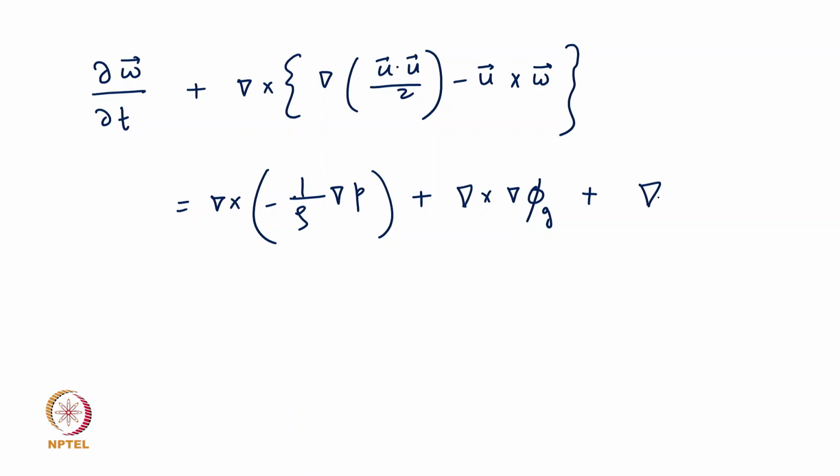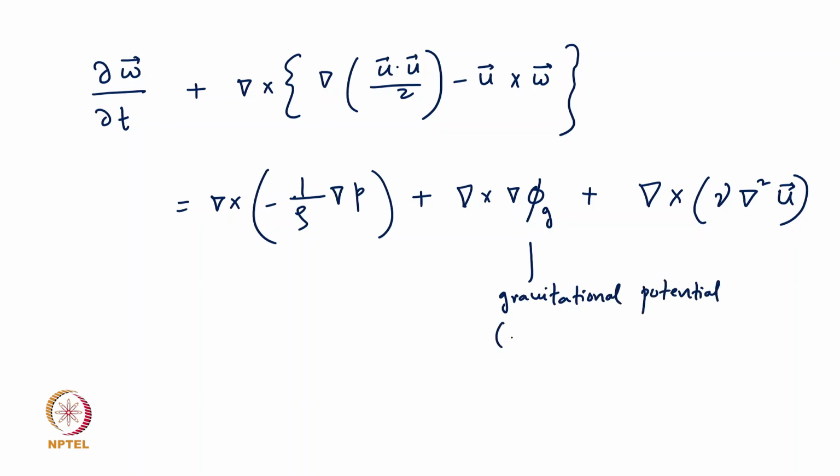So this is phi. I'm just writing phi as the gravitational potential here. This symbol can also be used for other purposes, but for this derivation, I'm using it as a gravitational potential. And the last term is this one. Okay, so phi is the gravitational potential, which we have also introduced during the Kelvin's circulation theorem derivation.